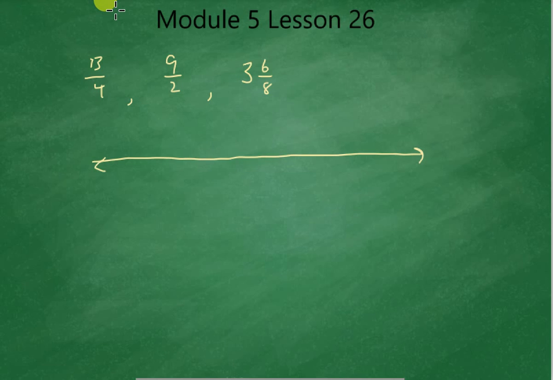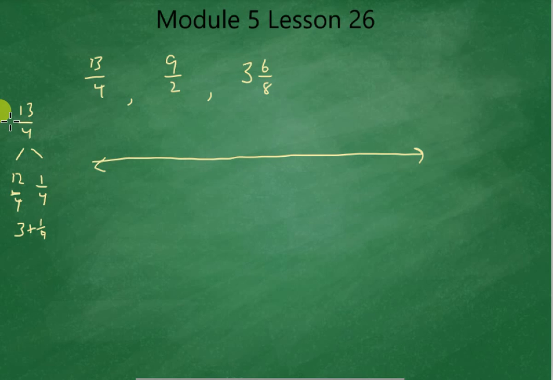Well, maybe we should think about that 13/4, and change it into 12/4 and 1/4. The 12/4 is going to be 3. So we have 3 and 1/4. So this is 3 plus 1/4. So 13/4 is 3 1/4.